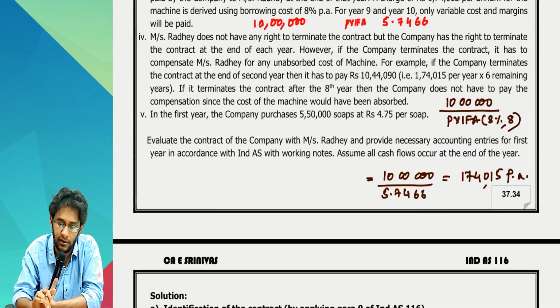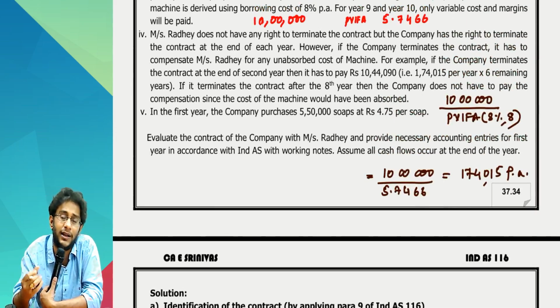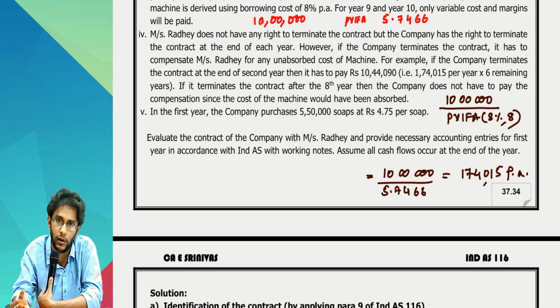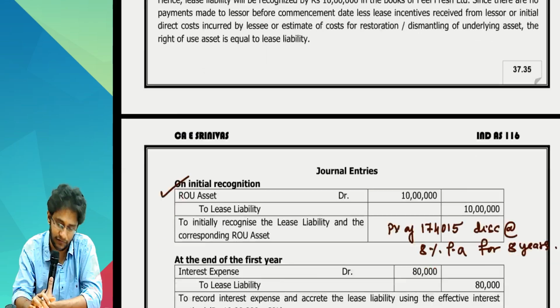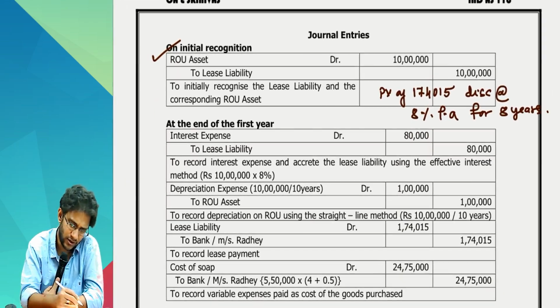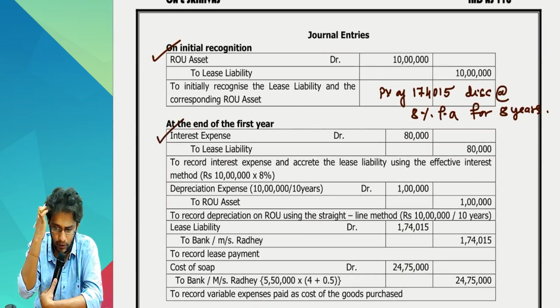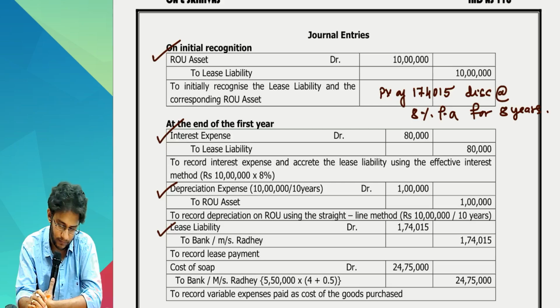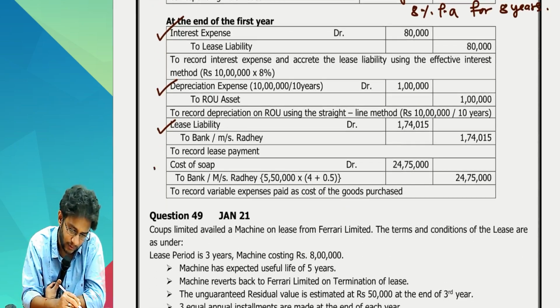Arre sir, 174,015 itself is computed by taking 10 lakhs as the base. So again, if you multiply 174,015 with 5.74666, what will you get? You will again get 10 lakhs only, no? So the same stuff again, okay? Then as usual, normal entry: interest expense account debit, lease liability account debit, to bank, and depreciation to ROU asset. That's all.